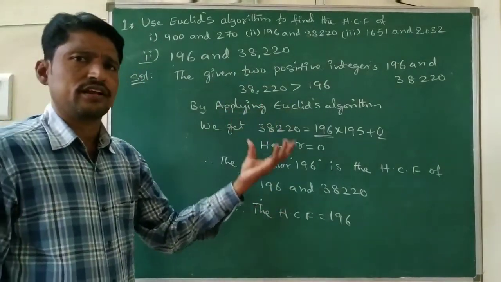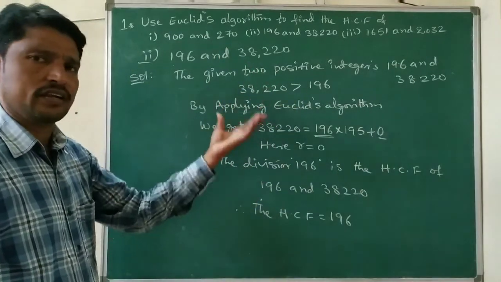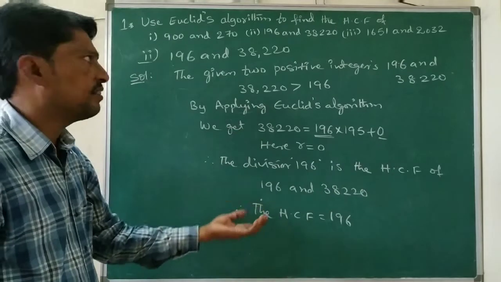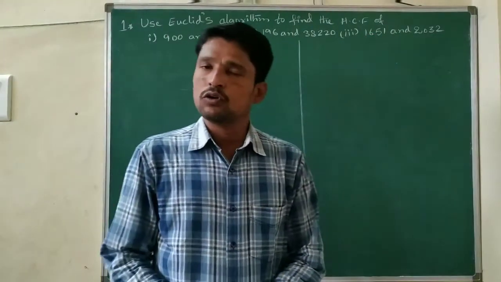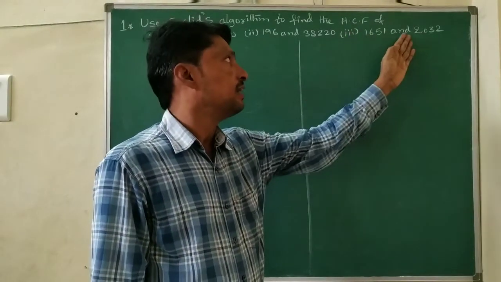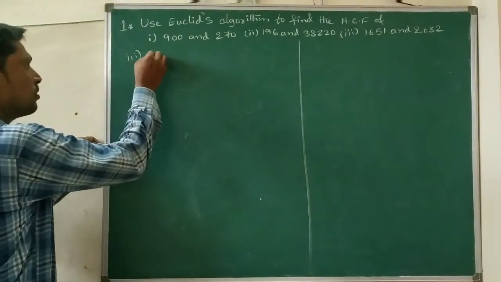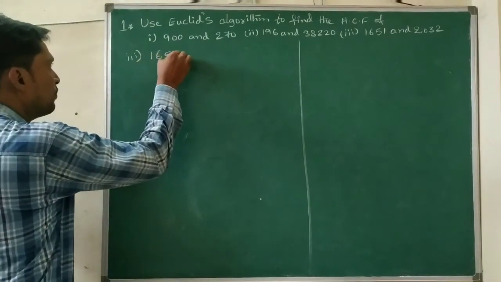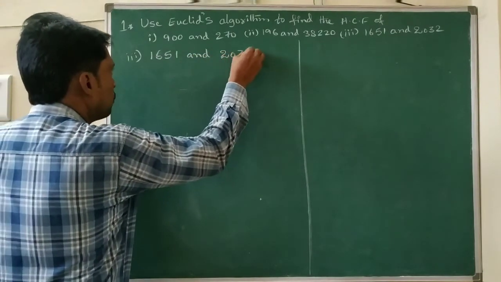If you are concentrating upon how we are following, you are getting it in an easy way, you are understanding in an easy way. Now the next one, the third one, that is 1651 and 2032. The third problem is 1651 and 2032.